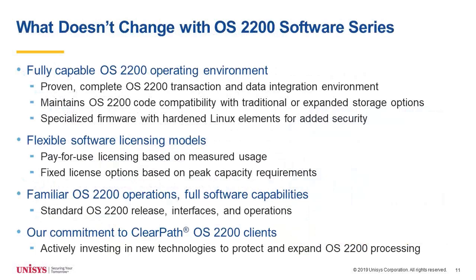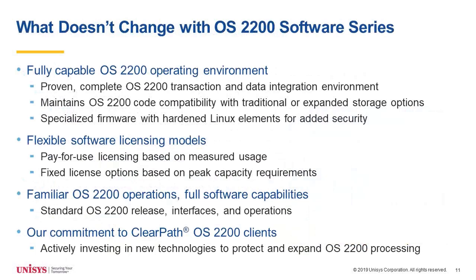We also want to maintain the flexible buying models, the software licensing that you have with the Dorado family: a pay-for-use model very similar to metering that is based on a measured usage of a software series instance, as well as a fixed capacity option to handle the peak needs in a more traditional manner.